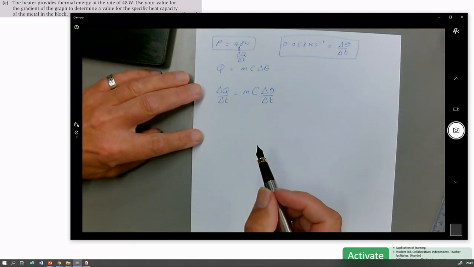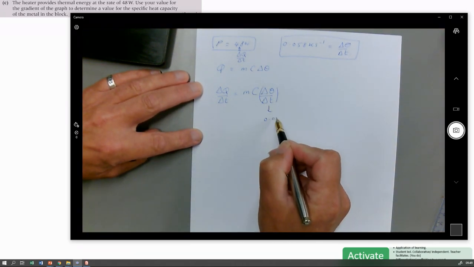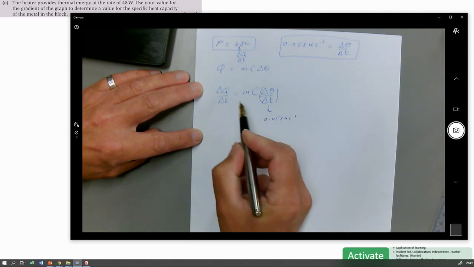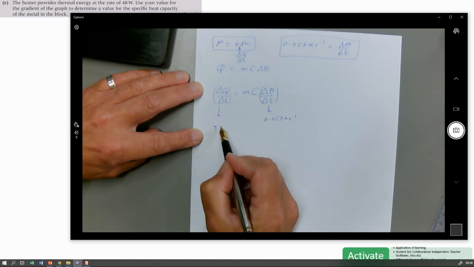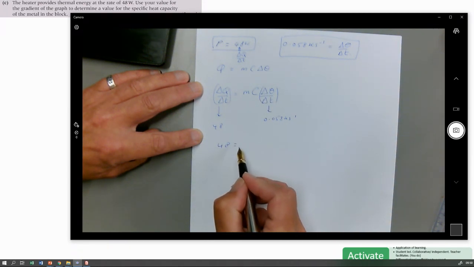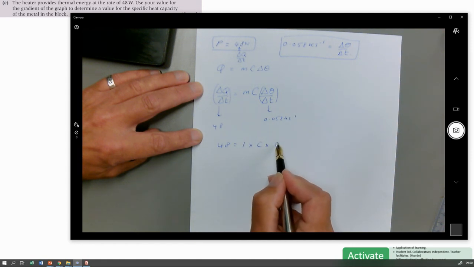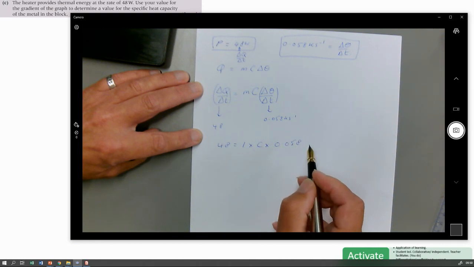And then simply we can just plug in our numbers because we know all of that is equal to 0.058. We know all of that is equal to 48. I'm not going to rearrange this too much. So I'm just going to say that 48 is equal to, what was the mass? The mass was 1 kilogram times C times all of this, 0.058.